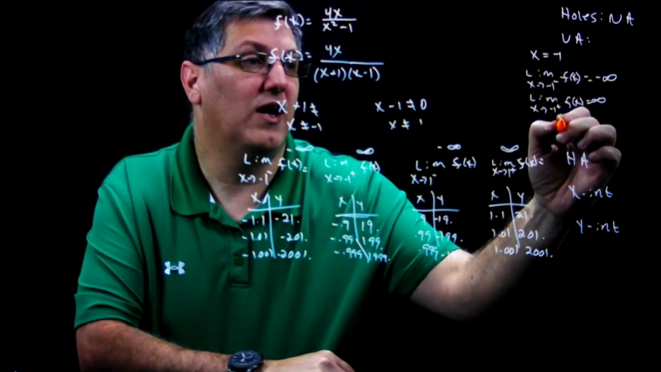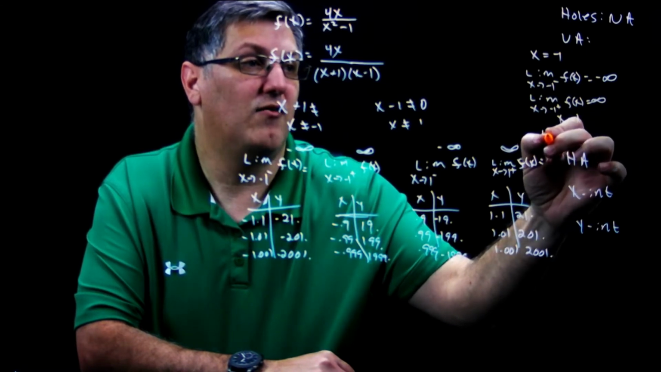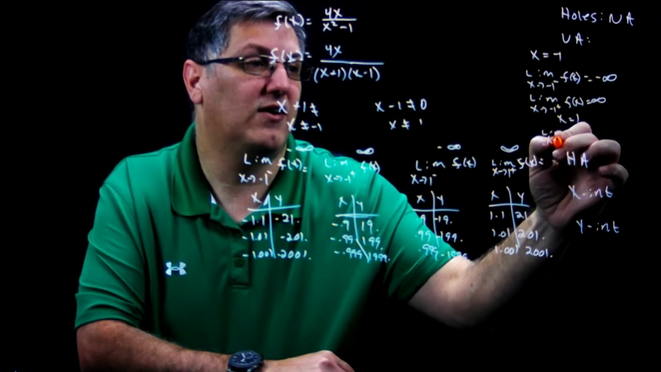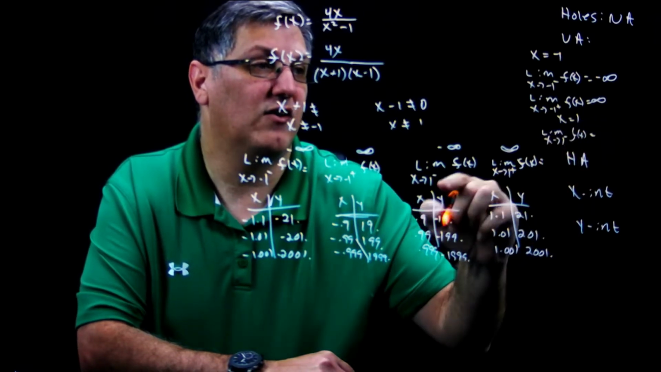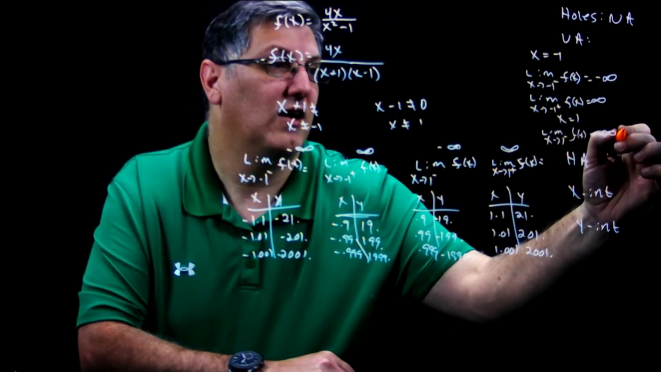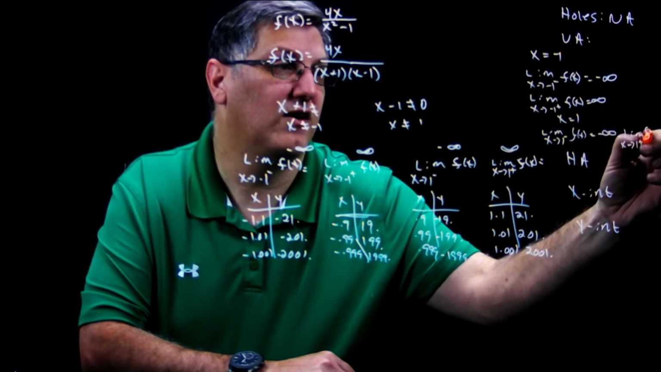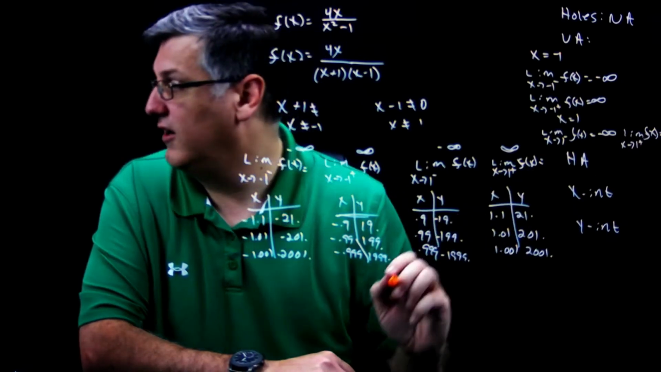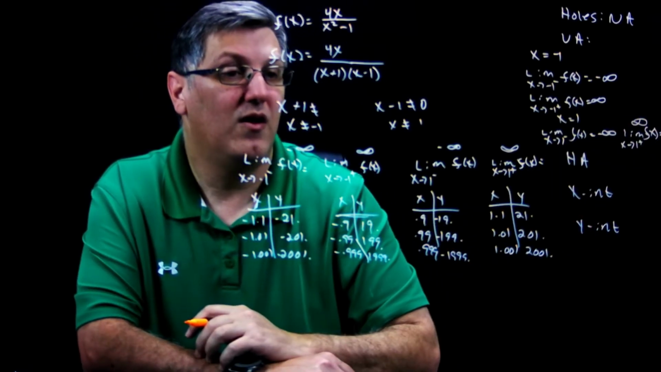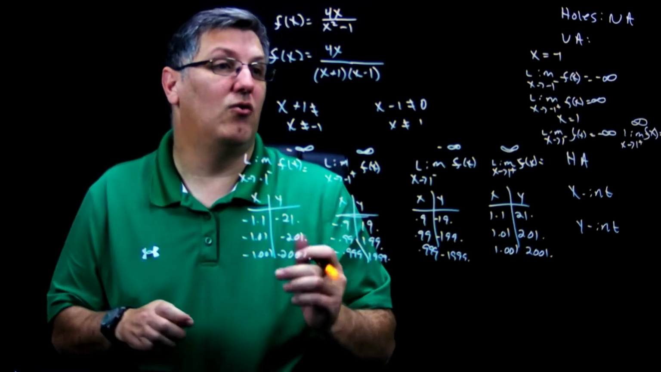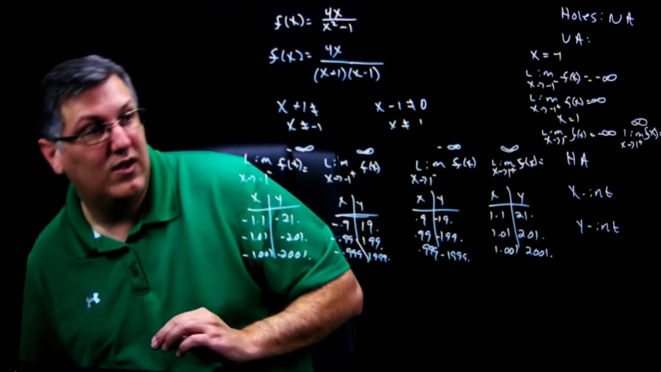Now, when x equals 1, I have my limit as x is approaching 1 from the left of f of x, and that's going to be negative infinity. And I have the limit as x approaches 1 from the right of f of x. That's going to be infinity. Hopefully I didn't go off the board, which I did. So that one's going to be infinity. All right, so now we have our vertical asymptotes and our behavior around the vertical asymptotes.